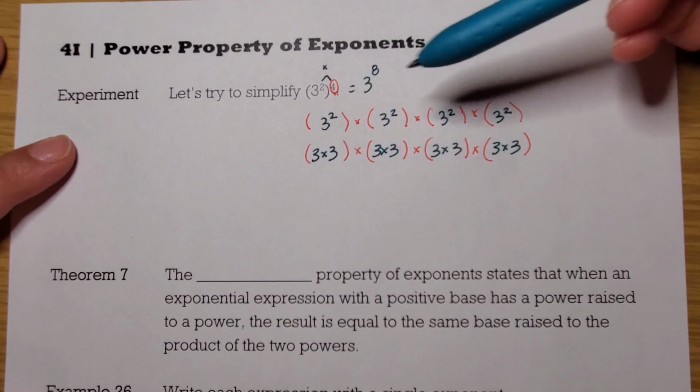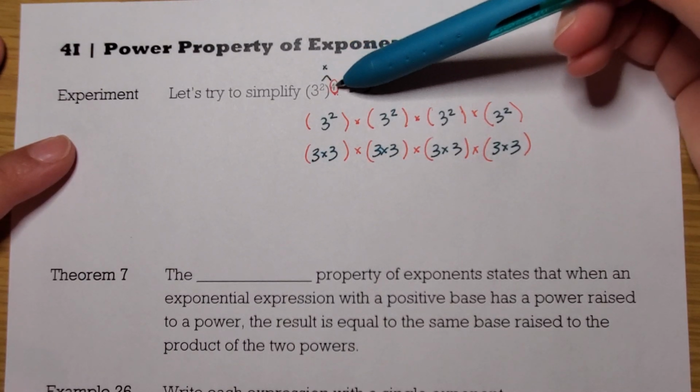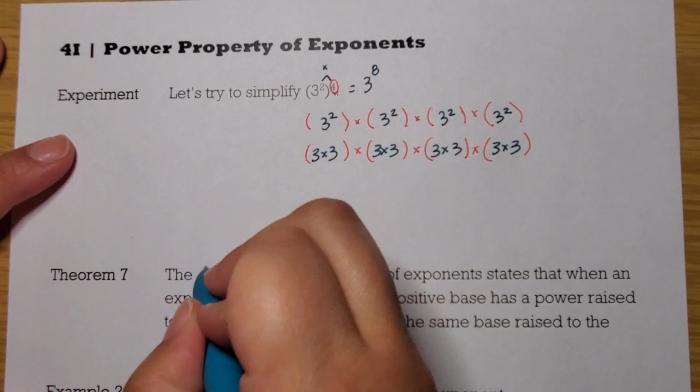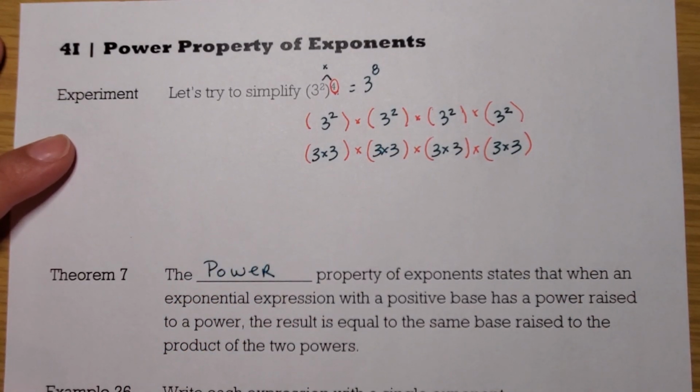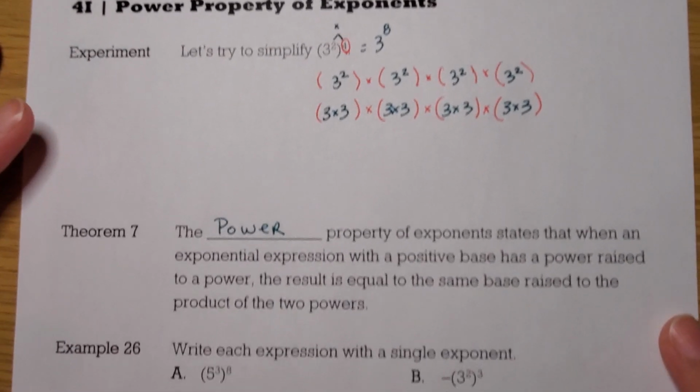Because this property helps us simplify a power being raised to a power, we're going to call it the power property. So the power property of exponents states that when an exponential expression with a positive base has a power raised to a power, the result is equal to that same base raised to the product of those 2 powers. So let's go ahead and apply this property to simplify some expressions.